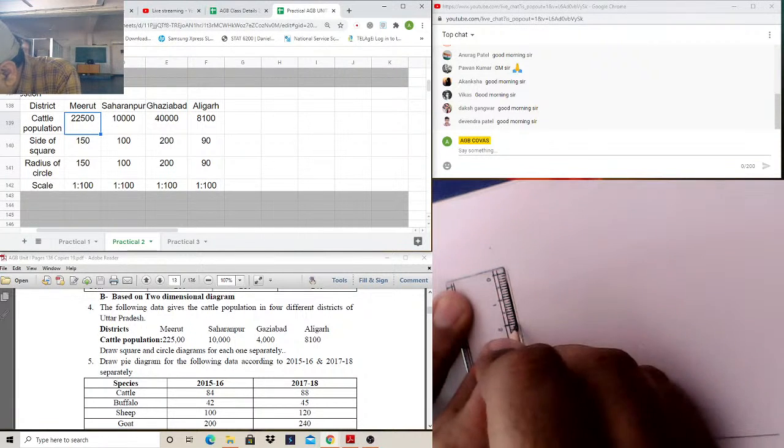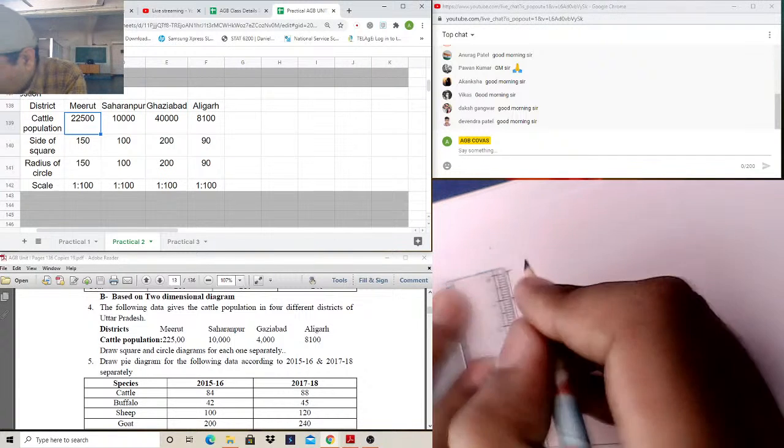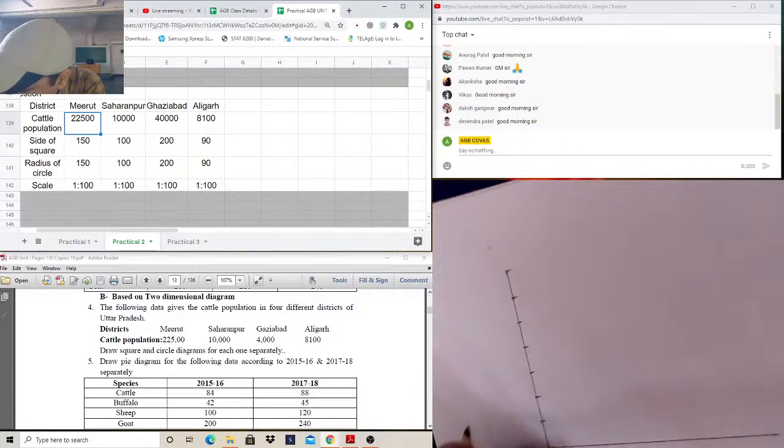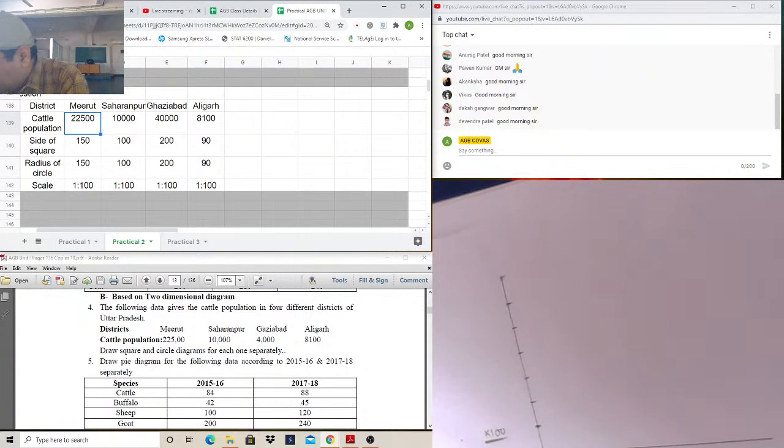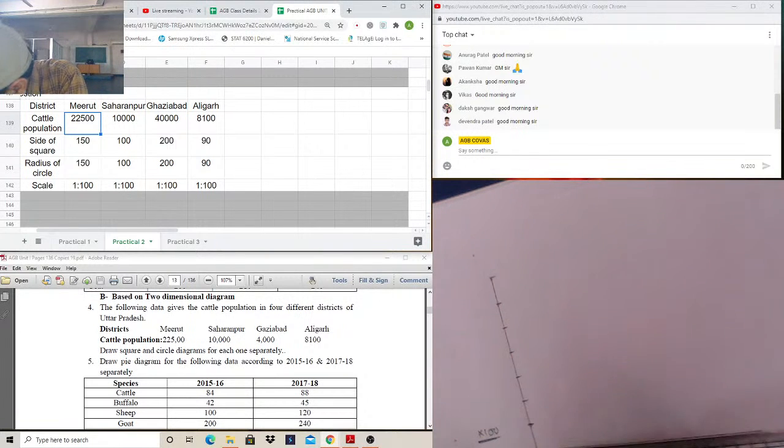And this one gradation means into 100. So if I start this square, on the same side on the x-axis also, you can start from here and make the gradations like 1, 2, 3, 5.